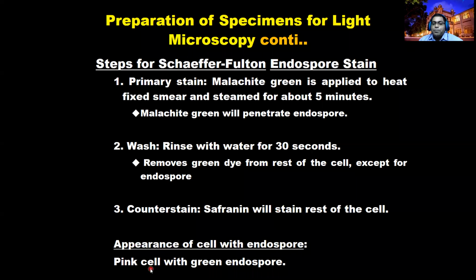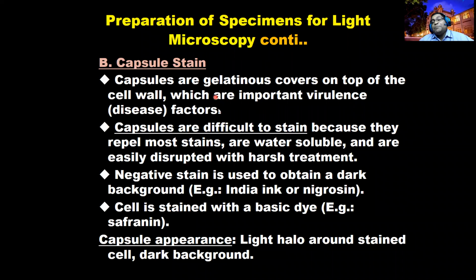Appearance of the cells and the endospore: pink cells with a green endospore. So safranin is giving a pink color, and the endospore is a green color. If you see pink cells with a green color, it's an indication that an endospore is present. Right? It's used in advanced microbiological studies. You can use this. And the capsule stain.